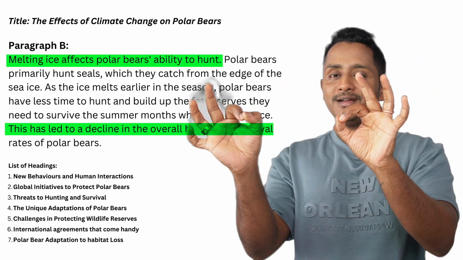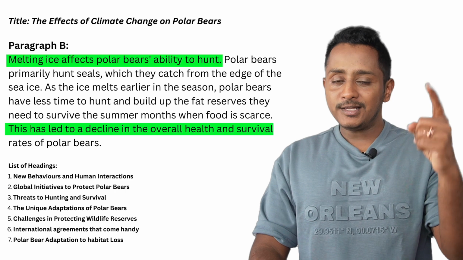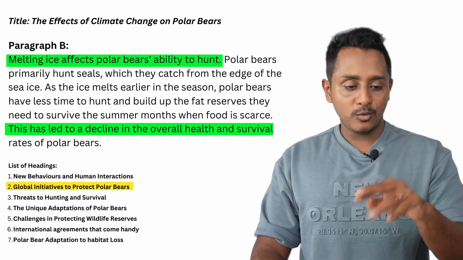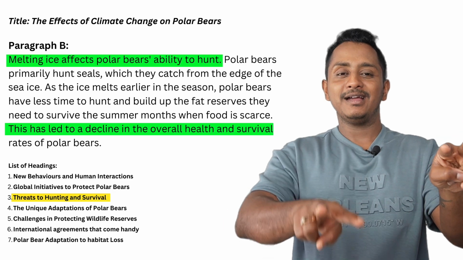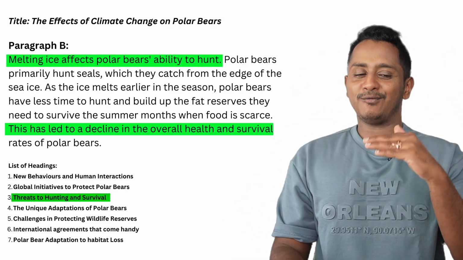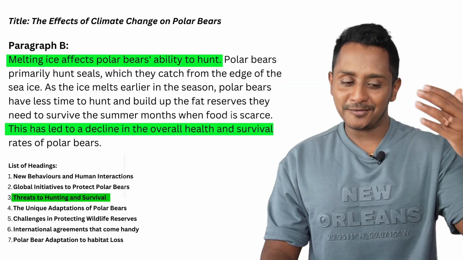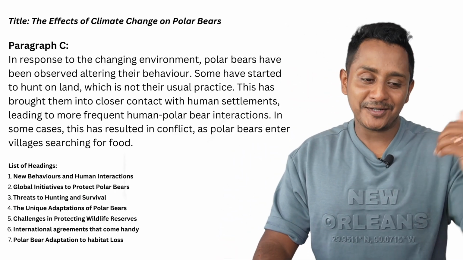Step number 1, I'm trying to match if any of the headings perfectly match. List of headings: new behavior, no. Global initiatives, no. Threats to hunting and survival. The first line talks about hunting, then the last line talks about survival. I think for paragraph B with step number 1 we have got a perfect match. So for paragraph B, threats to hunting and survival is the correct answer. So now we move on to paragraph C.